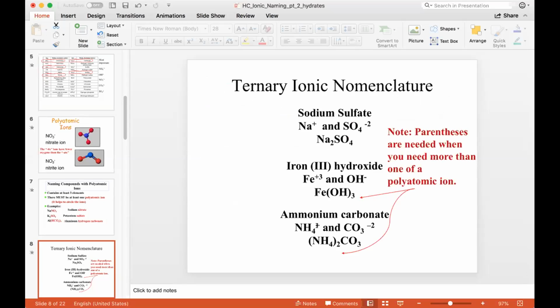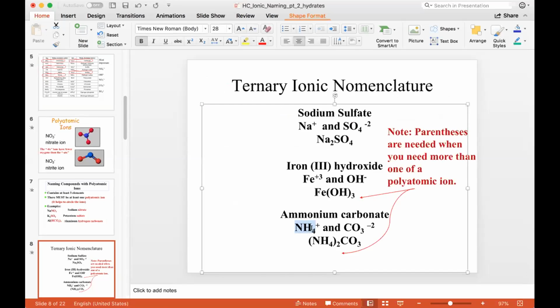The ammonium has a charge of 1+, and the carbonate has a charge of -2, or 2-. So in order for that compound to be neutral as an ionic compound, you need 2 ammoniums to go with every 1 carbonate. And if you need 2 ammoniums, this whole NH4 goes inside a parenthesis, and then you put the 2 on the outside of it.